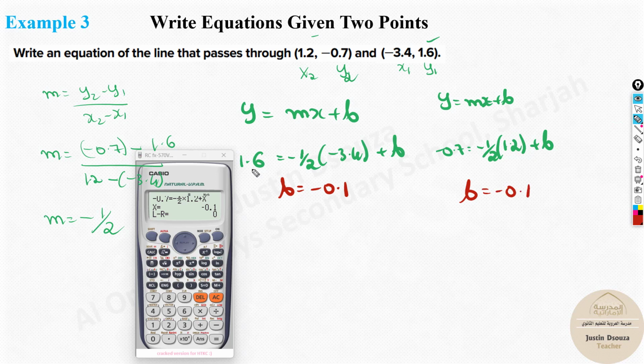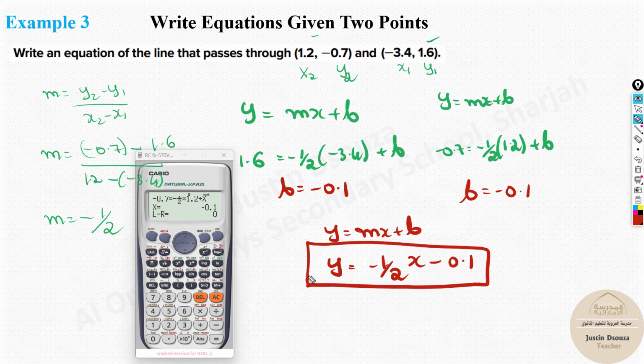Now we have m, we have b. Use the same equation again. y equals mx plus b. It's the same thing because it's only about point slope we are dealing with now. All you're doing is write y as it is, variable. m is negative half. x is what? x is variable, plus b. Sorry, it is minus. Okay, minus 0.1. So this is the answer.